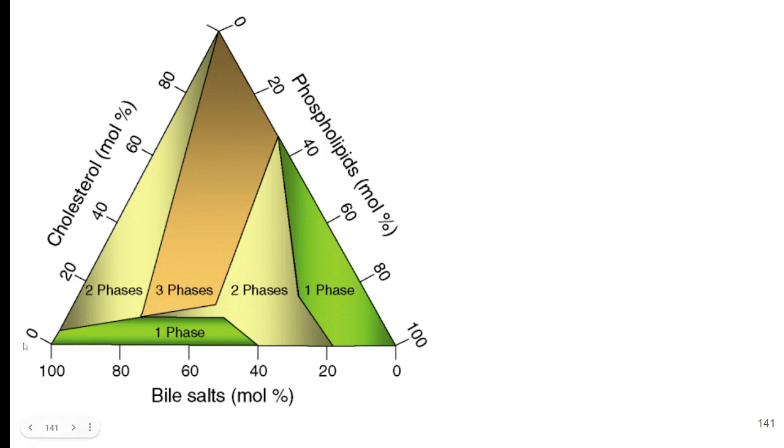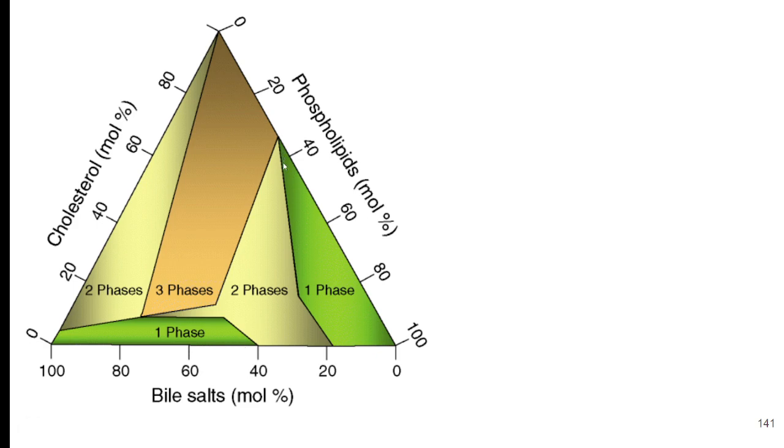A lower cholesterol level and a relatively higher level of these phospholipids are considered safe levels, where the chances of stone formation are lesser. Based upon the graph, if the cholesterol level is less than 10%, and correspondingly the bile salts are around 40%, a higher concentration of bile salts with a corresponding higher concentration of phospholipids, the chances of stone formation are lesser.